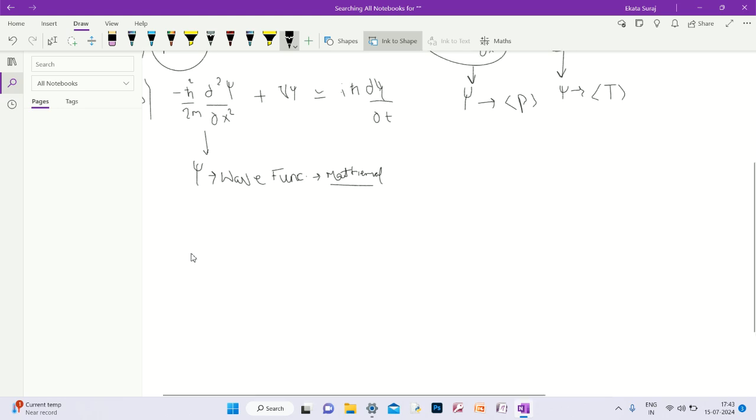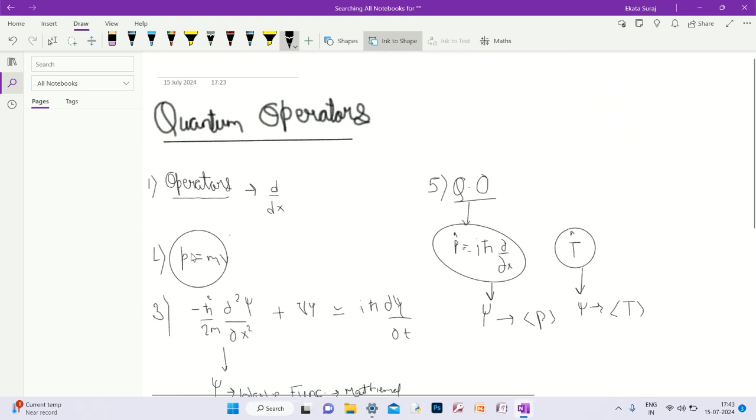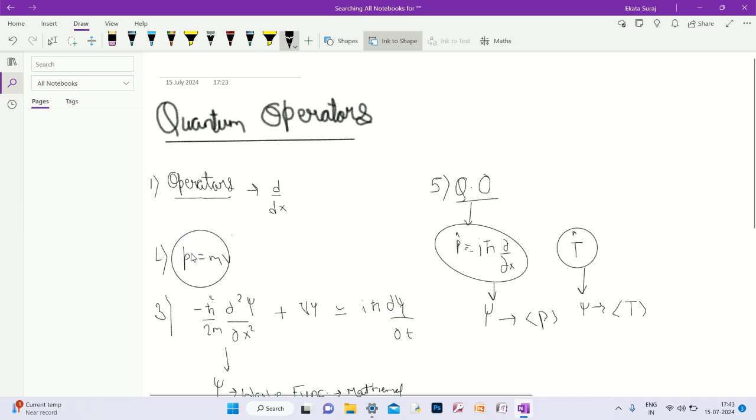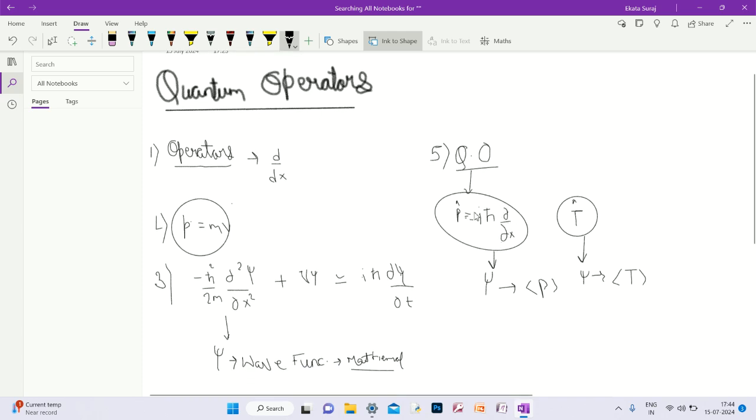So now, a quick recap. I have just explained what operators are, and that operators contain some mathematical functions. Like you can see here in the example of the momentum, it is also some mathematics: iota, h cut, del by del x. And when you apply this to the wave function, you will get the momentum.